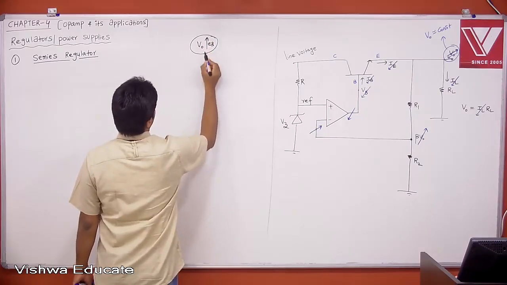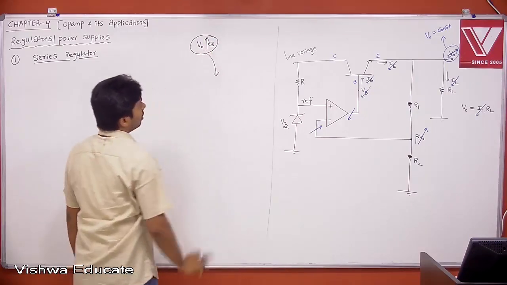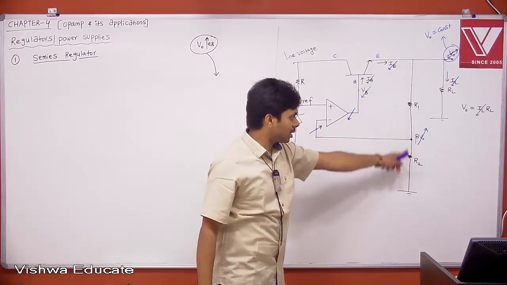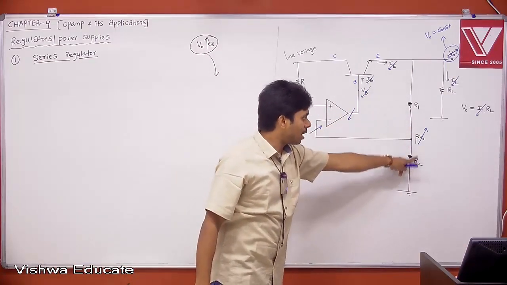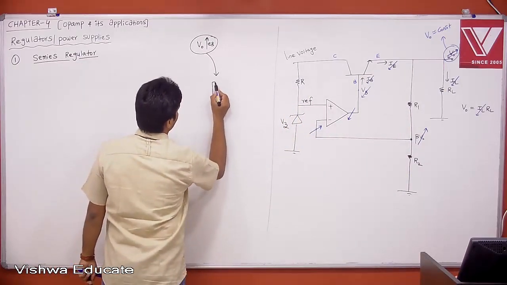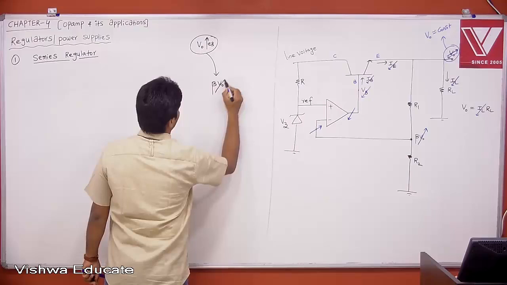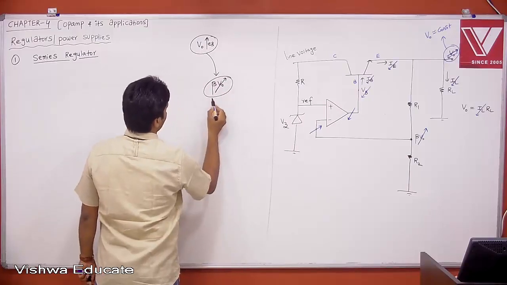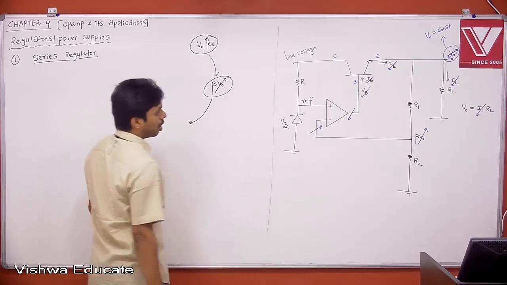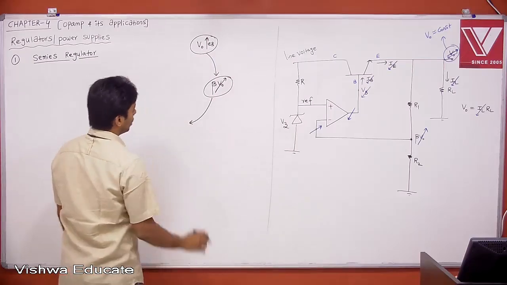when V0 increases, then your V0 is sampled through the beta network. The beta network is nothing but your feedback sampler, therefore R2 divided by R1 plus R2. Therefore, beta V0 increases. When beta V0 is increasing, that is what is going to be compared with the reference voltage at the op-amp.